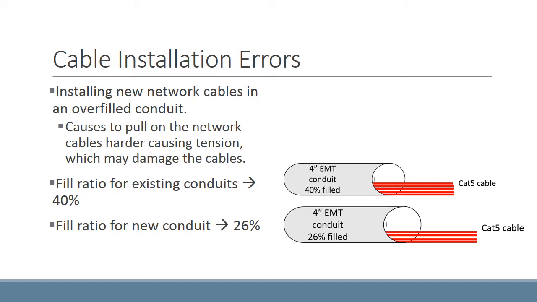Never use overfilled conduits. Installing new network cables in an overfilled conduit causes the cable installer to pull harder on the network cable, causing tension, which may damage the cables. The fill ratio for existing conduits is 40%. The fill ratio for new conduits is 26%.